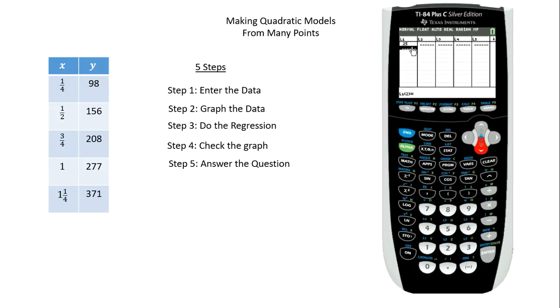We go down, it changes it to a decimal form because it doesn't like to show a fraction in that little line. That's okay. Just keep entering them. You can change them to decimals if you want. These ones aren't all that hard to do, so you can do them in your head. Or you can just enter the fractions. But just enter. You guys should probably be able to enter this faster than I can on the computer. Move over to the list 2. 98, 156, 208, 277, 371.